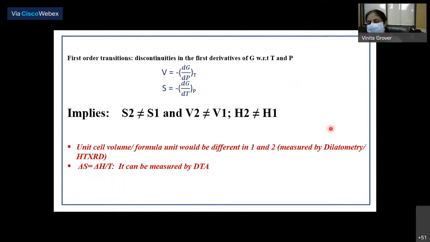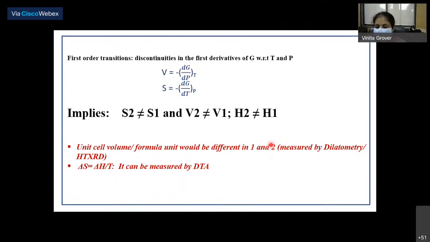How would I know this phase transition is first order? Experimentally, I have to know, right? So, if I try to measure the volume change happening at the phase transition, and if that is a finite value, I would say it is a first order phase transition. What other property can I measure? I can measure delta S, and it is easier to measure the enthalpy changes. So we can measure by a thermal technique.